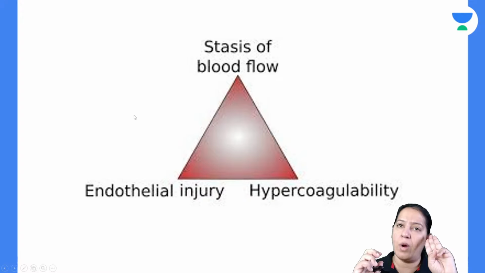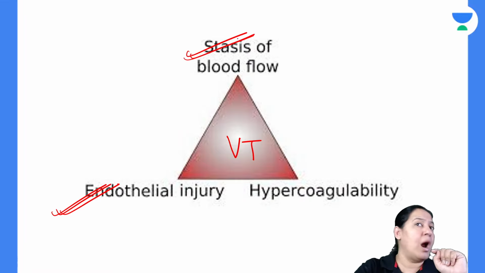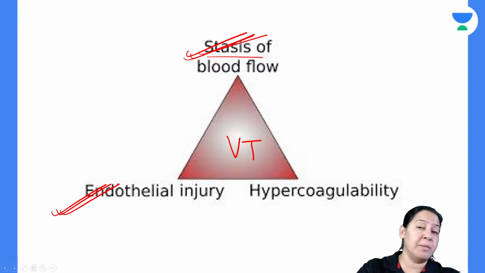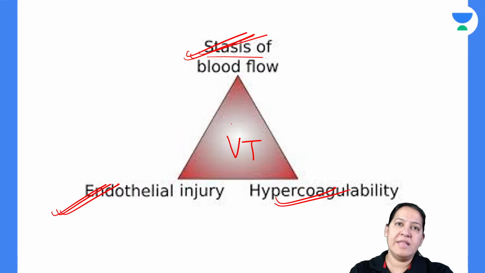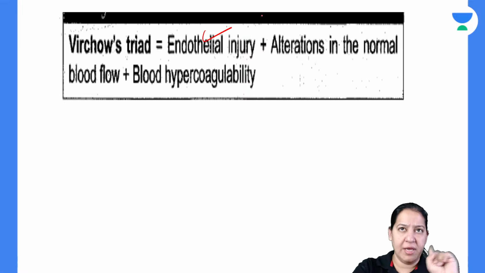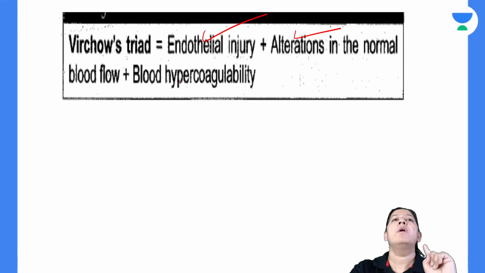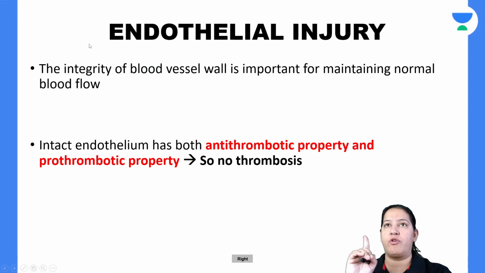Have you got it? So what are the three things which constitute Virchow triad? Number one, endothelial injury. Number two, abnormal or altered blood flow, that is stasis or turbulence in the blood flow. And number three, hypercoagulability. I will explain these three things one by one, and these all will lead to thrombus formation, right? Endothelial injury, then alteration in blood flow, then blood hypercoagulability, will lead to thrombus formation. It is known as Virchow triad, right?